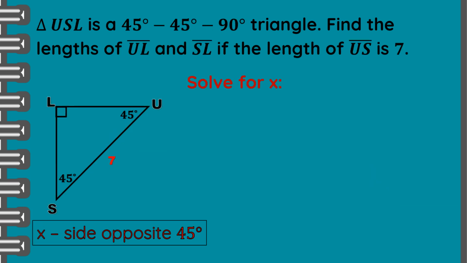Triangle USL is a 45-45-90 triangle. Find the lengths of segment UL and segment SL if the length of segment US is 7 units long. As you can see, the given is the hypotenuse, which is 7 units long, and that is your segment US.